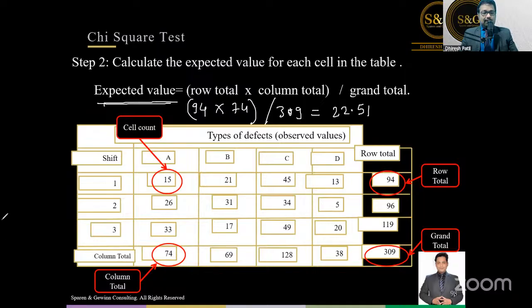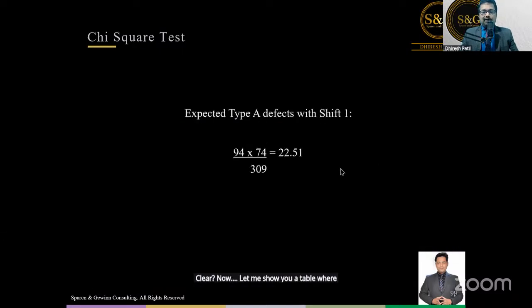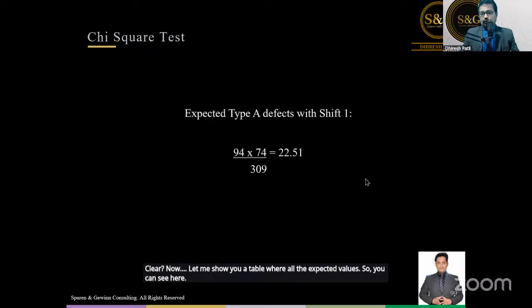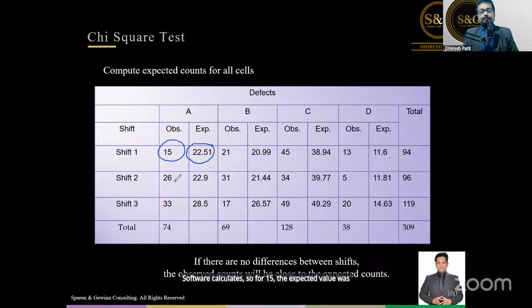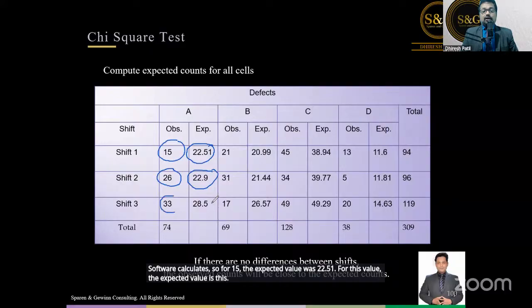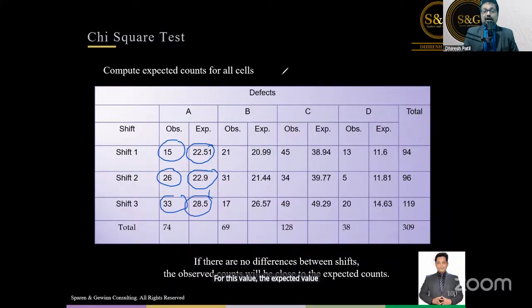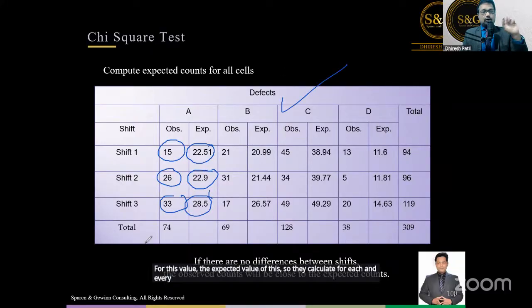Clear? Now, let me show you a table with all the expected values. So you can see here 22.51. Okay, आपका answer बराबर है. Now, just check here. Similarly, the software calculates. For 15, the expected value was 22.51. For this value, the expected value is this. For this value, the expected value is this. So they calculate each and every expected value.